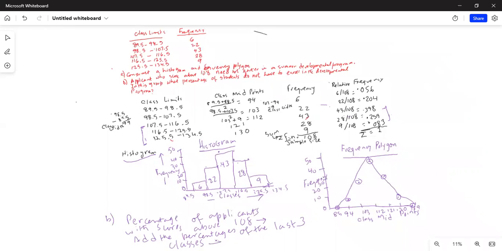And that will be 0.398 plus 0.255 plus 0.083 is equal to, use your calculator, 0.736 or 73.6% of the students do not have to enter the summer development program.